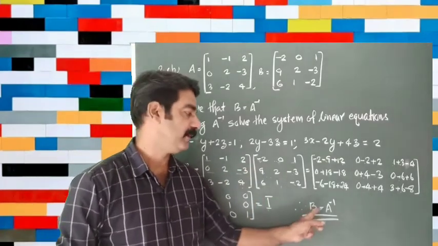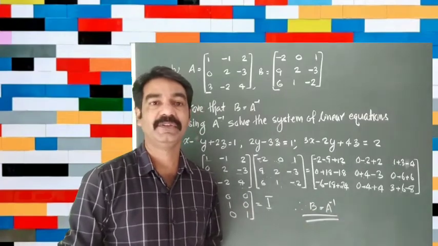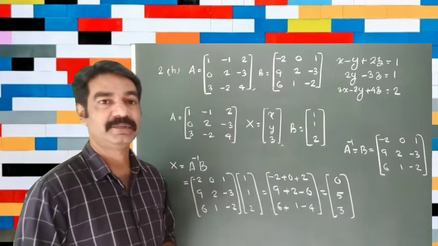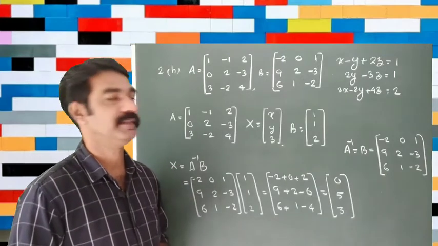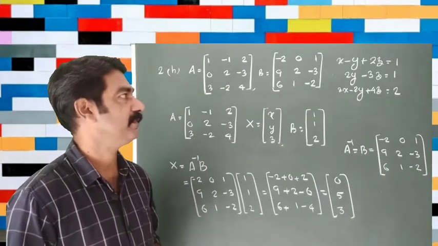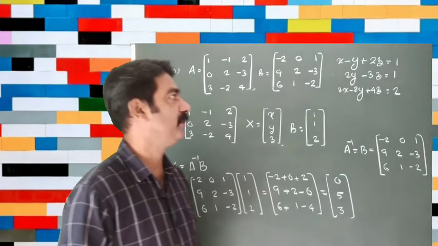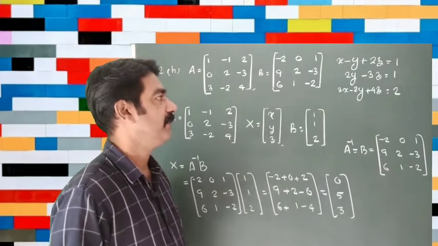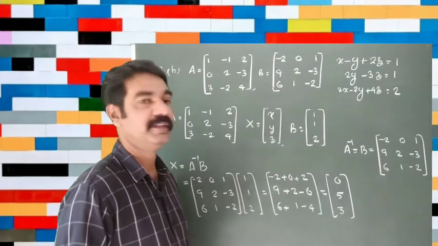That means B is equal to A inverse. Hence the proof. Now the second sub question: we have to solve the given system of equations. The equations are x minus y plus 2z is equal to 1, 2y minus 3z is equal to 1, and 3x minus 2y plus 4z is equal to 2.